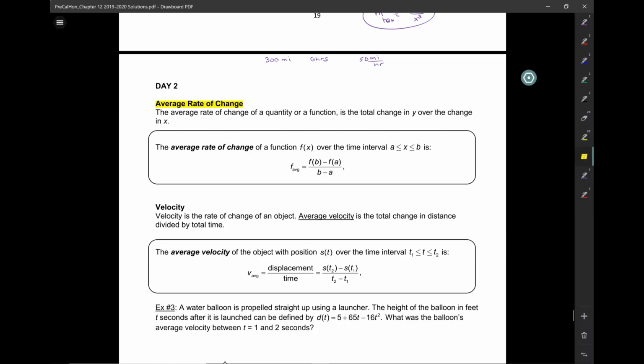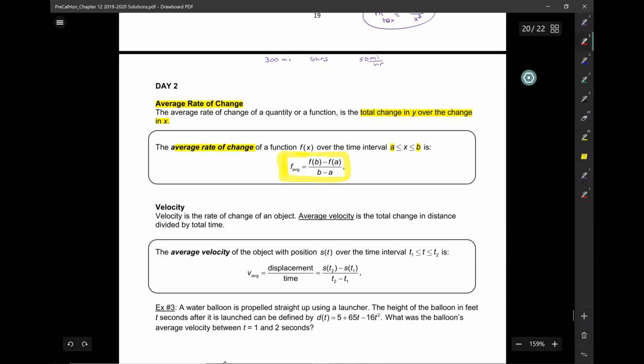So this is the total change in y over the change in x. Not like when we're going over an incremental amount. No, it's the total change in y over x. So the average rate of change of a function over the interval a to b is this formula right here. It's f of b minus f of a over b minus a.